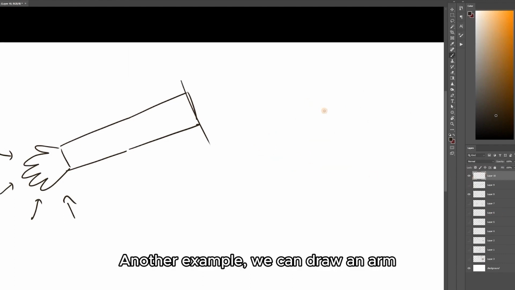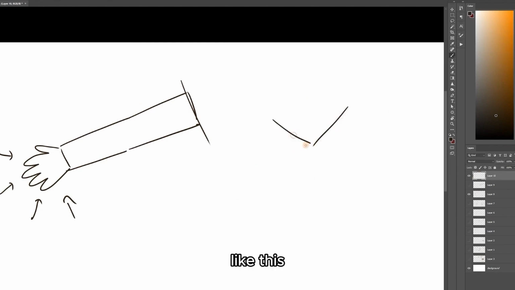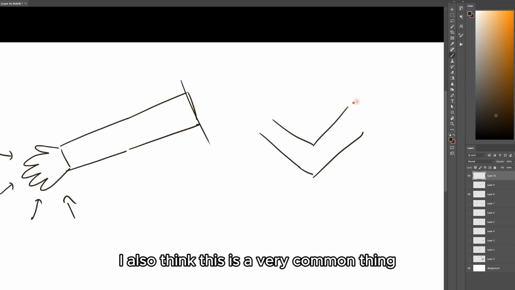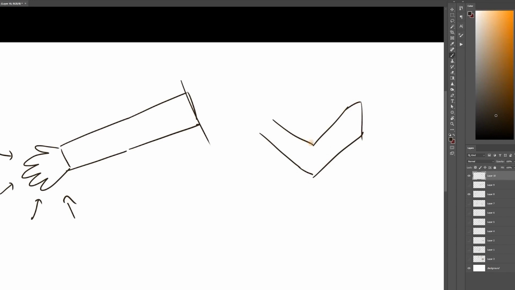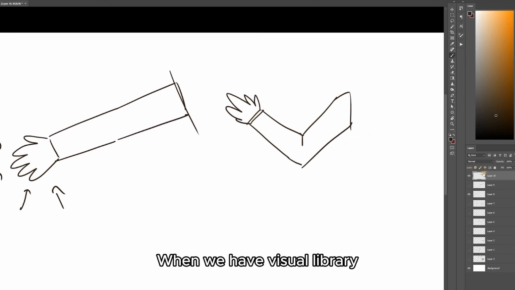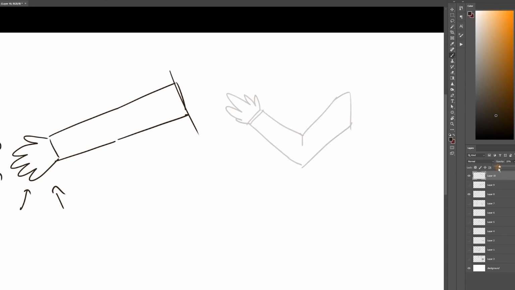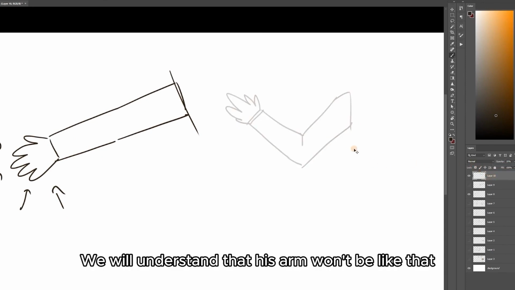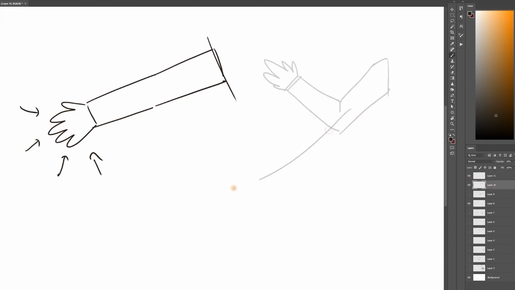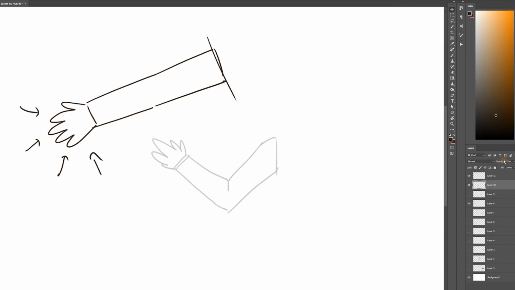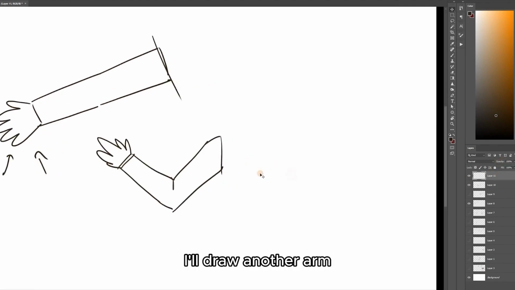Another example, we can draw an arm like this. I also think this is a very common thing. I see a lot of people drawing manga and anime like this. When we have a visual library, we will understand that his arm won't be like that. It needs more detail. I reduce its opacity and draw another arm.